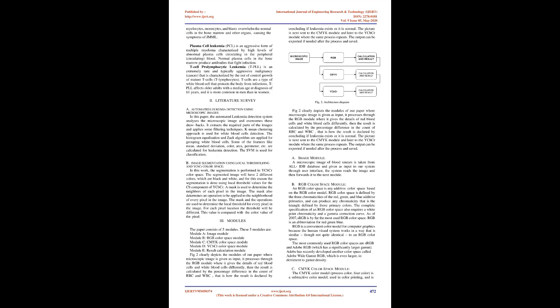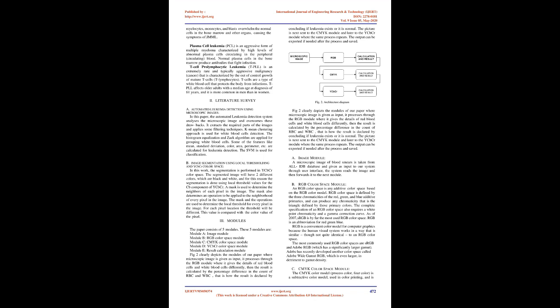T-cell prolymphocytic leukemia, TPLL, is an extremely rare and typically aggressive malignancy, cancer, that is characterized by the out-of-control growth of mature T-cells, T-lymphocytes. T-cells are a type of white blood cell that protects the body from infections. TPLL affects older adults with a median age at diagnosis of 61 years, and it is more common in men than in women.